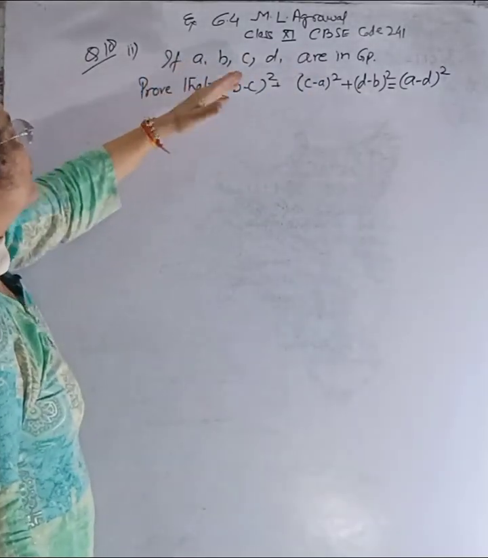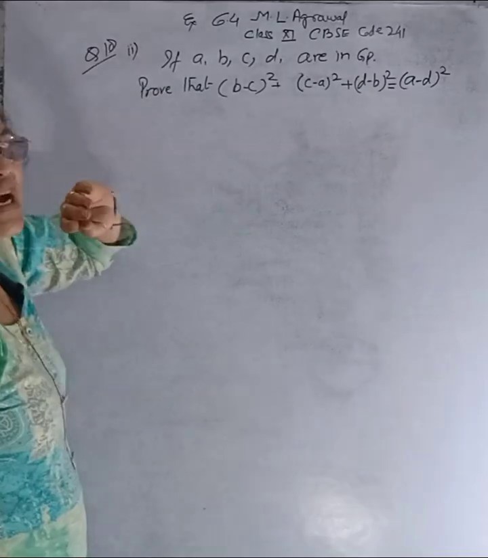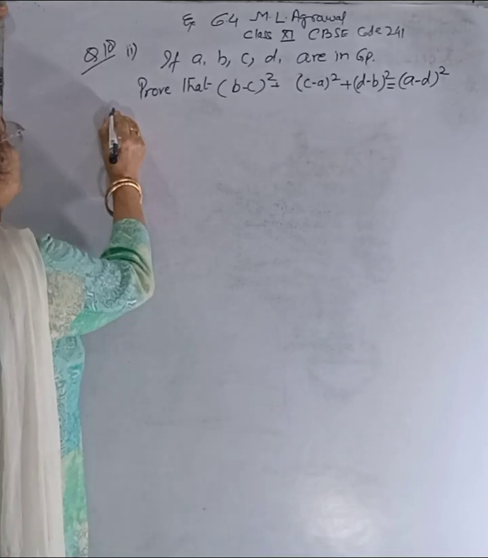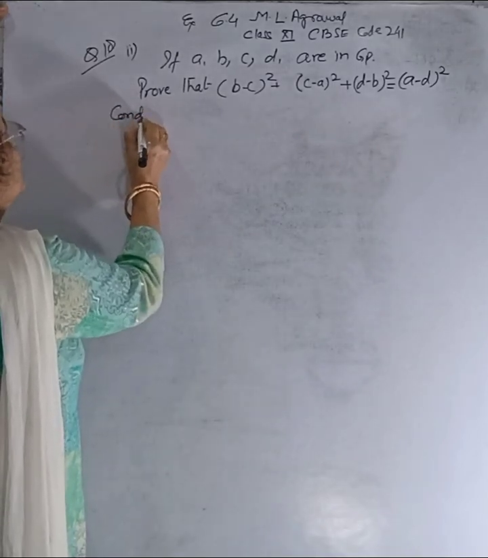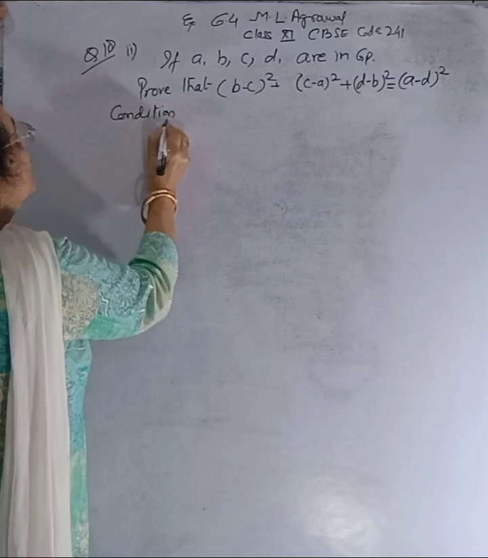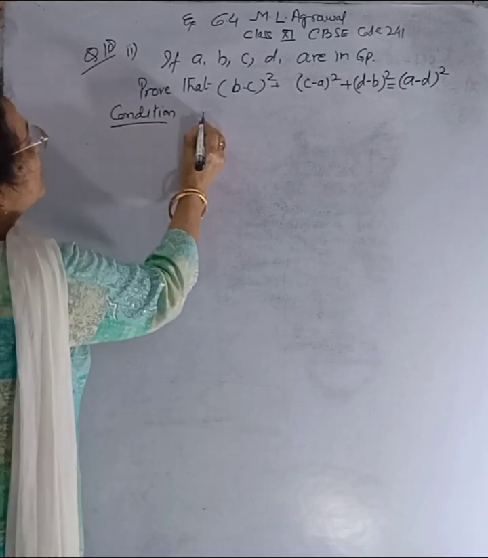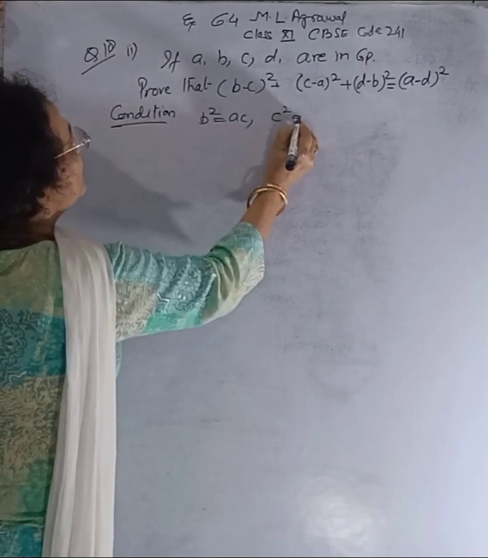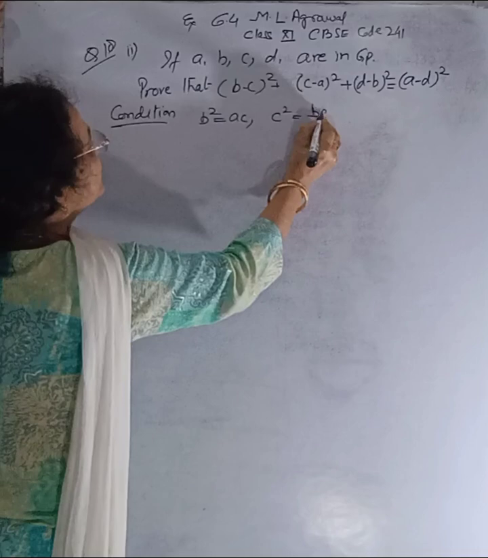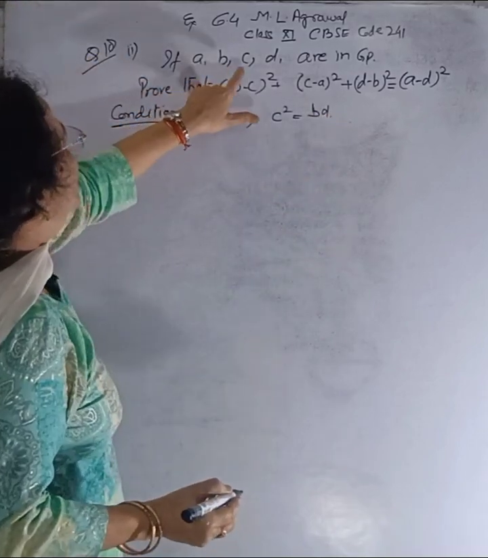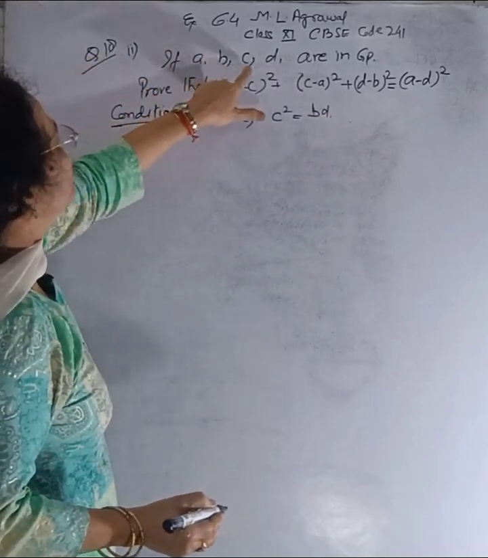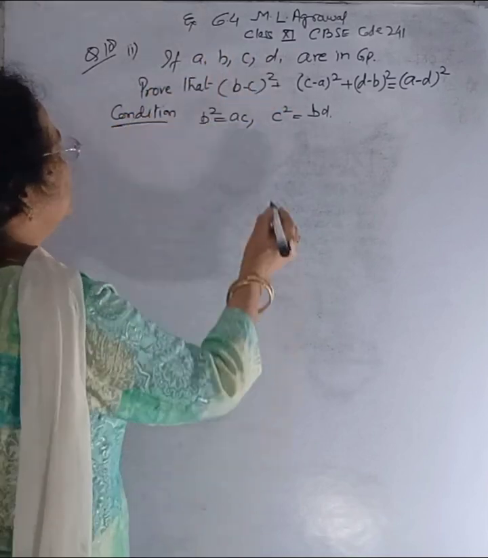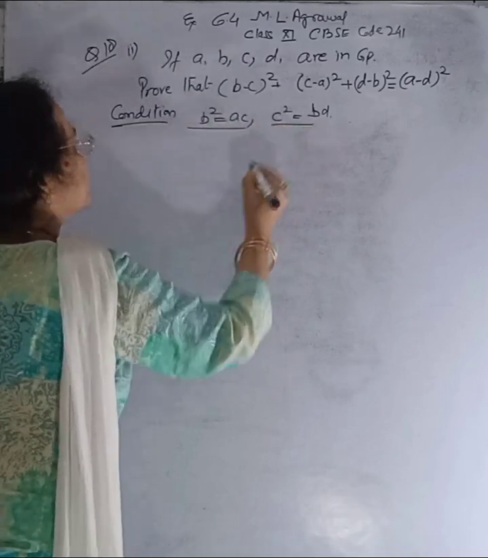First of all, we see what are the conditions given to us that can be used in order to prove this equation. The conditions are that B square will be equal to AC and C square will be equal to BD. B is the middle of A and C, so its square is the product of these two. Okay, these are the conditions given to us. We have to use these two conditions.